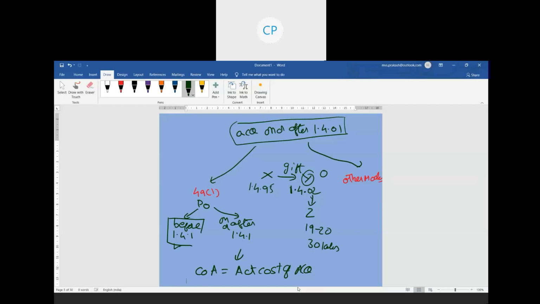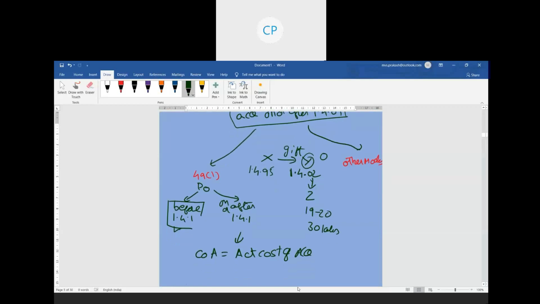There 49 subsection 1 applies. What does 49 subsection 1 say? As you are not acquiring the building by purchasing, you are getting that as a gift. So what does the provision say here? Actual cost of acquisition or cost to previous owner. So the cost to previous owner changes. If the previous owner purchases on or after 1st April 2001, the cost is different. If the previous owner purchases before 1st April 2001, the cost of acquisition is different.